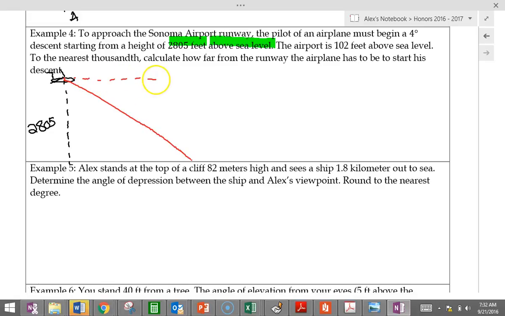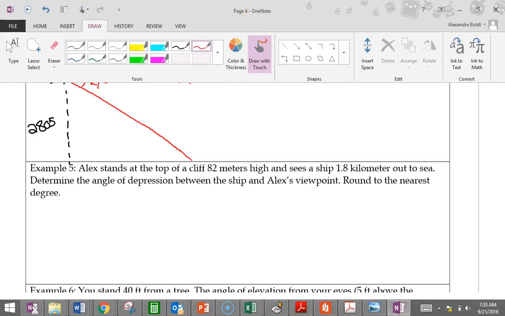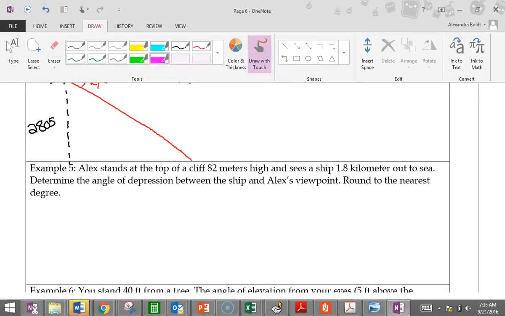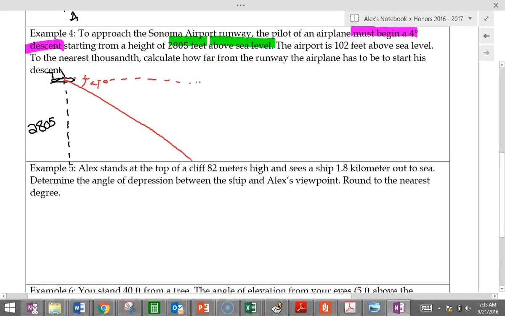So again, this is a descent, so this is a depression. So I actually have to draw the horizontal line because angles of elevation and angles of depression go from horizontal lines, right? So this is 4 degrees. This is the descent. And then, right, the airport itself is 102 feet above sea level. Right, so I can't go draw it down at the bottom, right, because it's not at sea level. It's somewhere along this line. Right, so that's like 102.